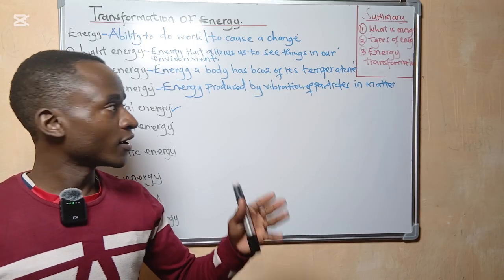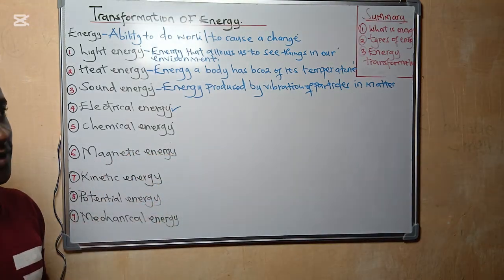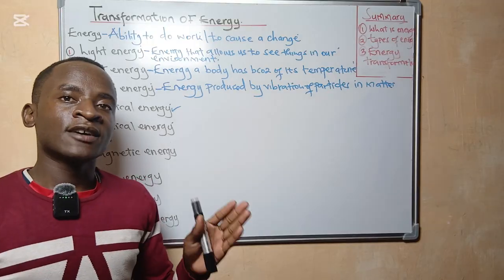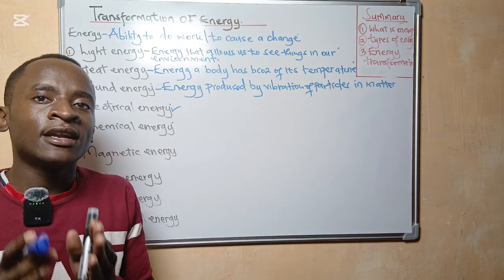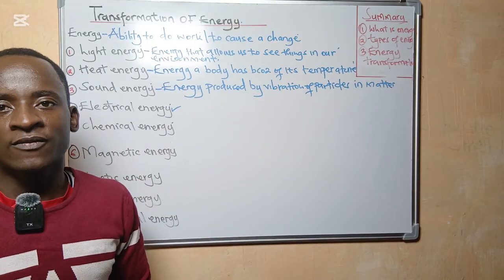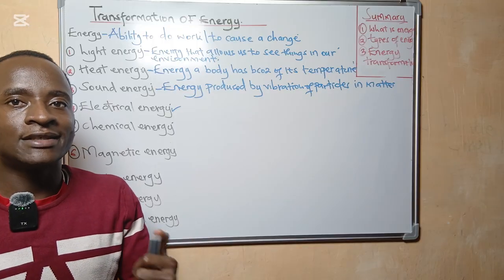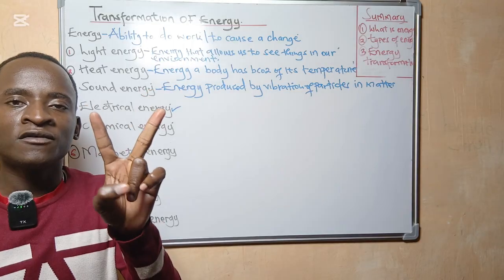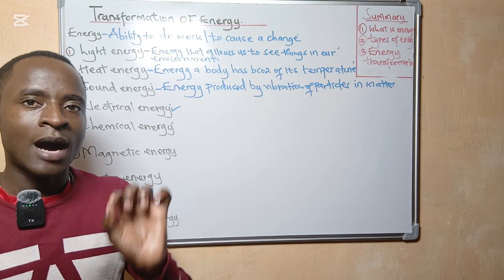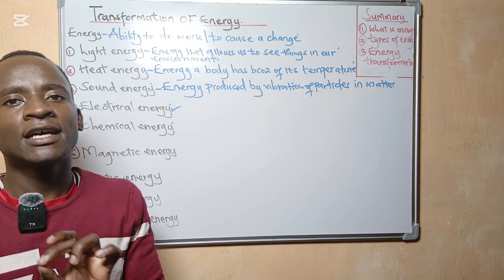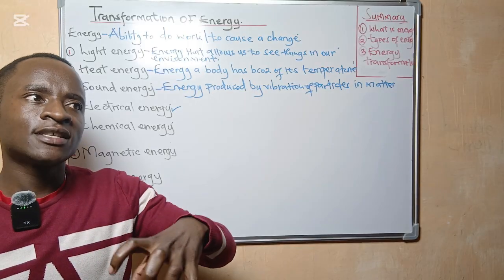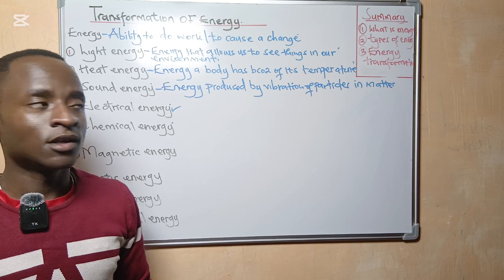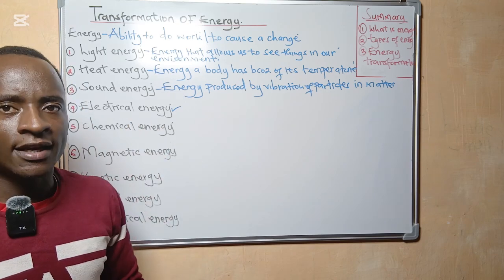Now, what is electrical energy? Electrical energy is a form of energy stored in charged particles. Just to remind you, we only have two charged particles, a positive particle and a negative particle. So a form of energy stored in charged particles. This is what we mean by electrical energy.